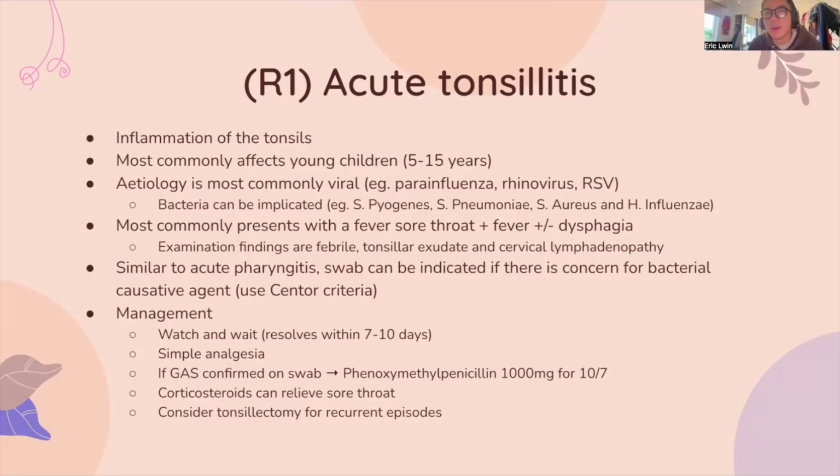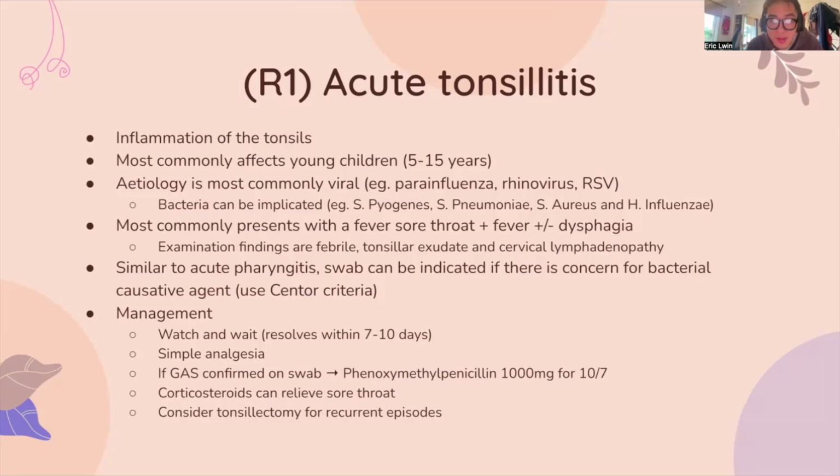So I guess there's a bit of a confound between acute pharyngitis and acute tonsillitis. But again, you would still use the Centor criteria and treat them accordingly. So you can also use the Centor criteria to see if you would swab an acute tonsillitis. And for the management, it's reasonable to watch and wait if you think that it might be a viral cause, and to use simple analgesia and paracetamol as an antipyretic.